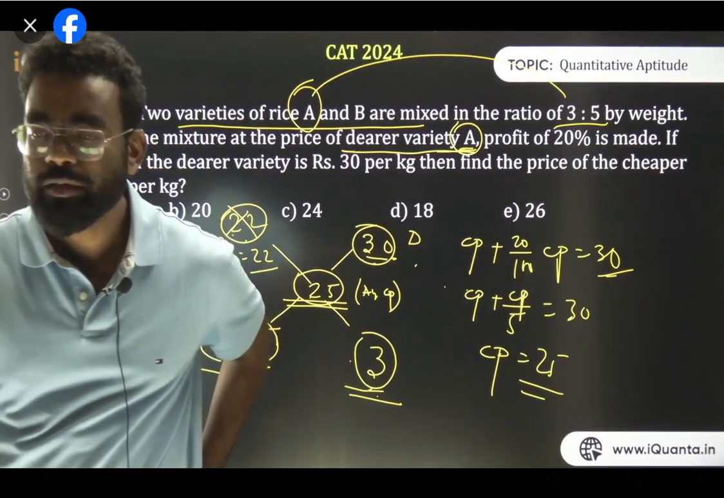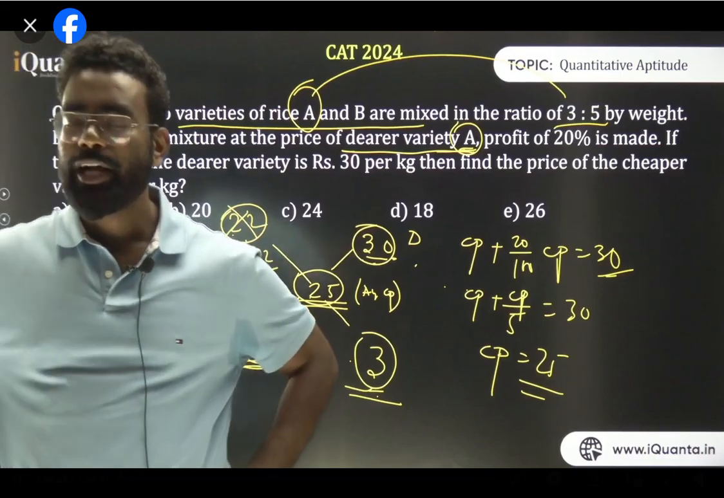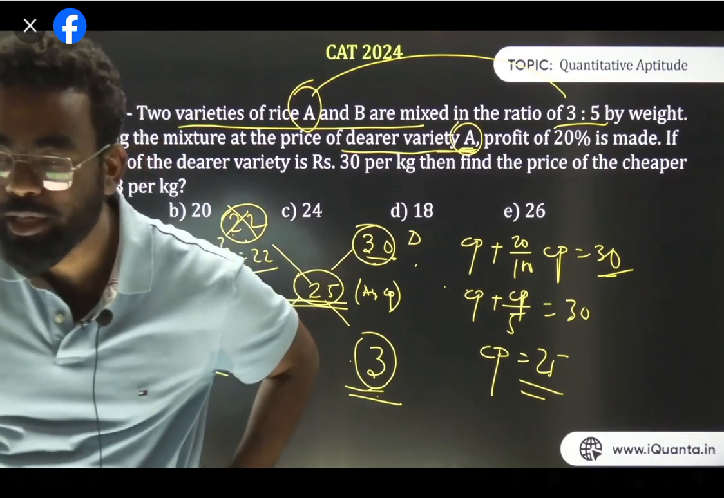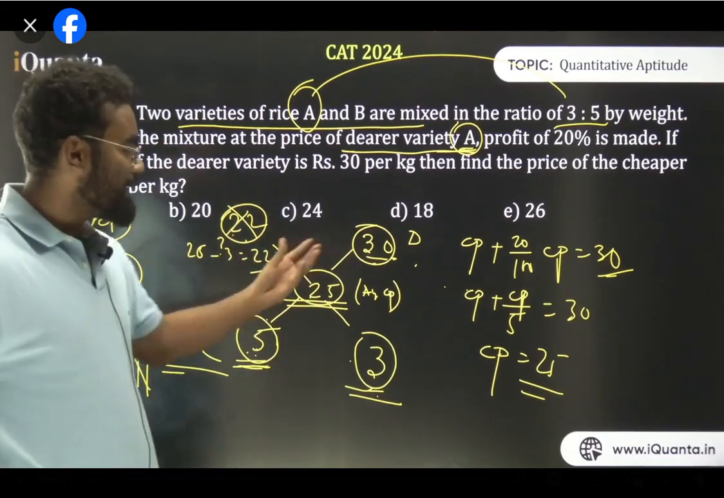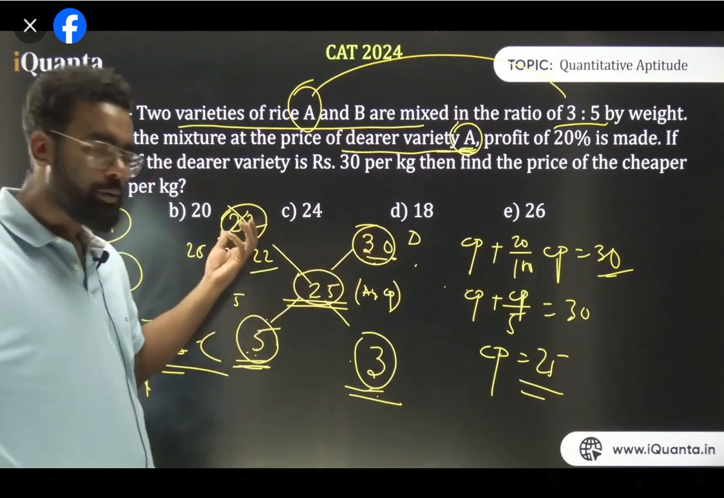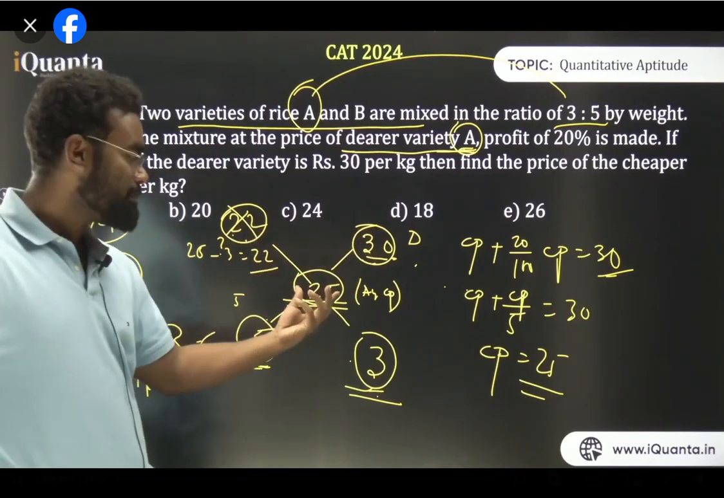Is it fine? I hope you guys have understood. Once again, tell the dearer and cheaper terminology. Okay, Tanish, dearer is basically which is much more costly. That is dearer. Cheaper is which is cheap, which is less costly. That is cheaper. And in between, it is average.